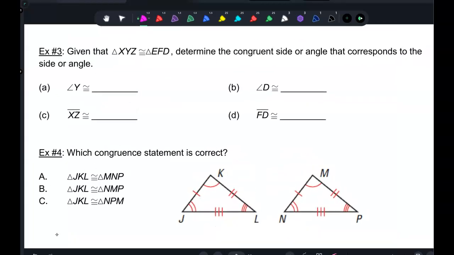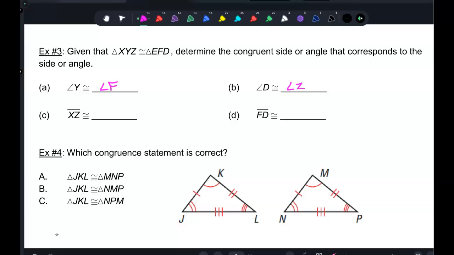Okay, given that triangle XYZ is congruent to triangle EFD, determine the congruent side or angle that corresponds to the side or angle. Okay, so I don't have a picture here, but that's okay because we're just picking the letters that match. Y matches with F. Look, Y is the middle letter, so it has to match the middle letter. Okay, how about D?